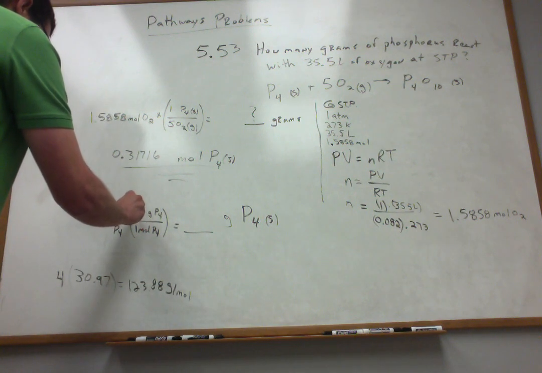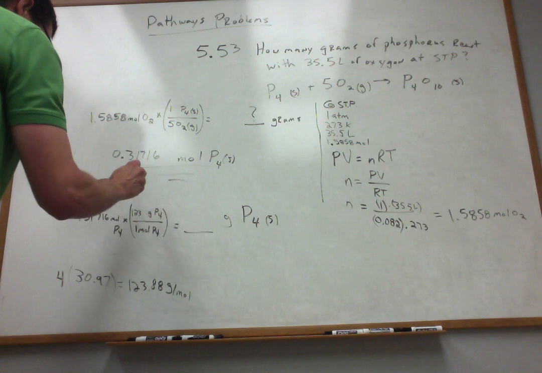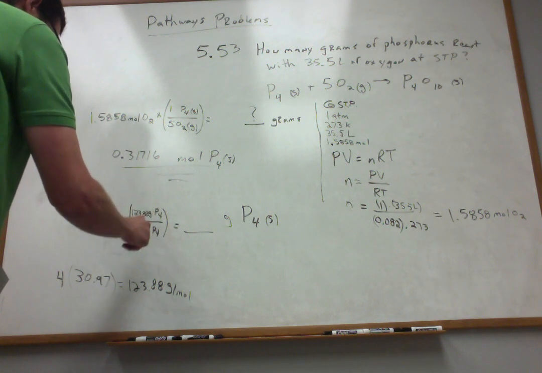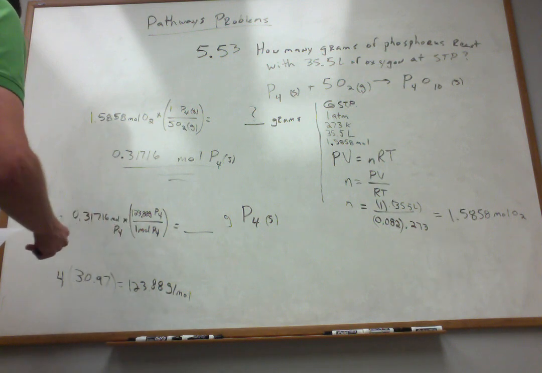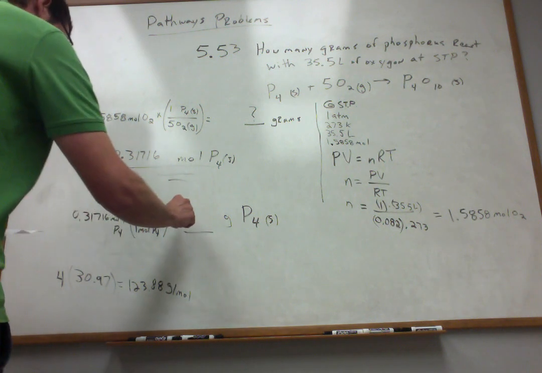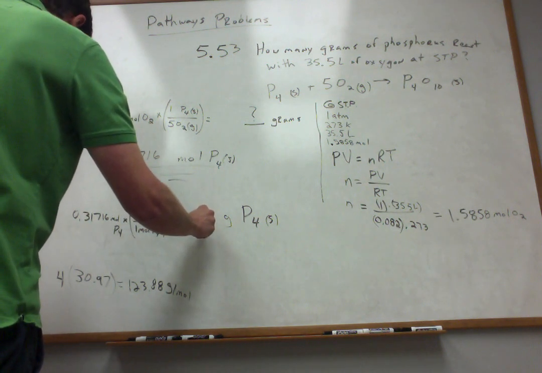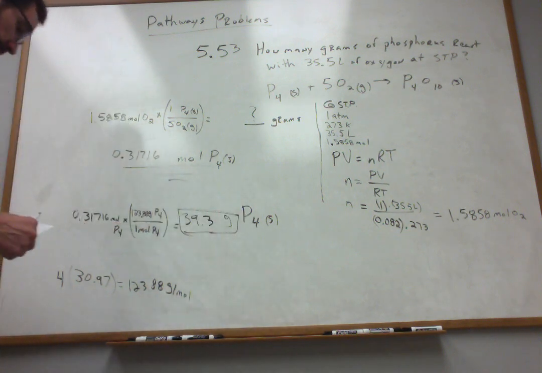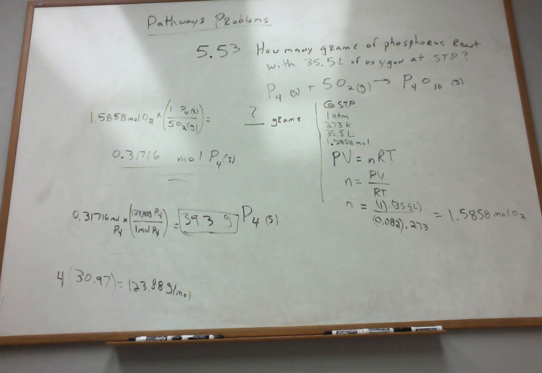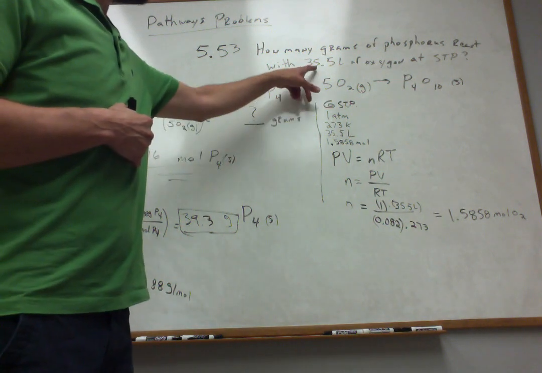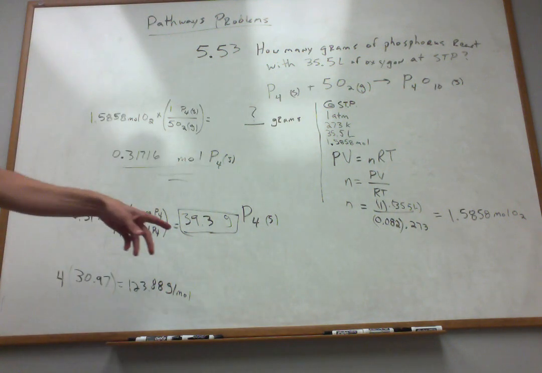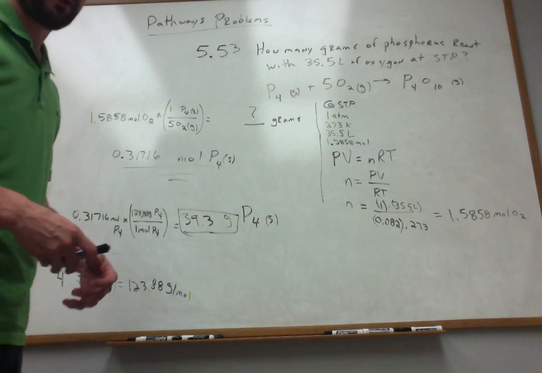So the number that I have to put here is 123.88 grams per mole. I do this multiplication, yielding 39.3 grams of P4 that is required to make this reaction work. Okay, so 35.5 liters of oxygen at STP should react with exactly 39.3 grams of P4.